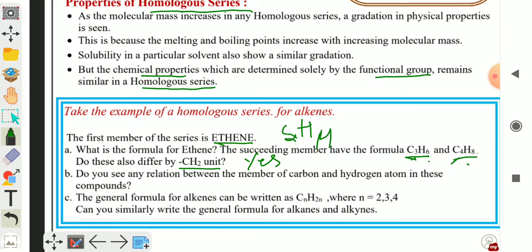Do you see any relation between the number of carbon and hydrogen atoms in these compounds? The number of carbon atoms increases by 1 while the number of hydrogen atoms increases by 2. The general formula for alkene can be written as CnH2n, where n is 2, 3 and 4. Can you similarly write the general formula for alkanes and alkynes?